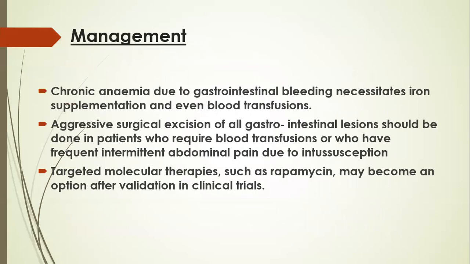Management. Chronic anemia due to GI bleeding necessitates iron supplements and even blood transfusion. Aggressive surgical excision of all gastrointestinal lesions should be done in patients who require blood transfusion or who frequently complain of intermittent abdominal pain due to intussusception. Targeted molecular therapies such as rapamycin have become an option after validation in clinical trials.